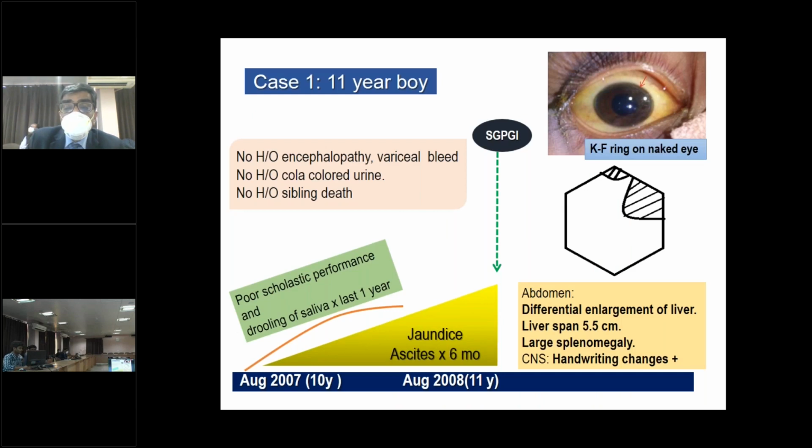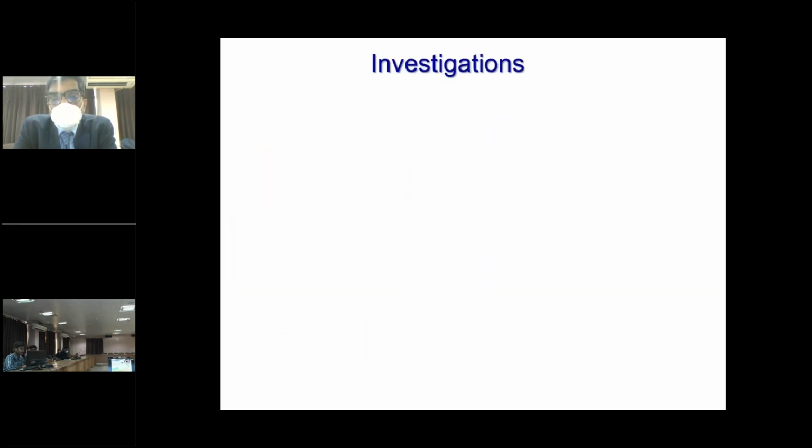Today I'll be presenting my first case, an 11-year-old boy who presented with poor scholastic performance and drooling of saliva for the last 1 year, and had jaundice and ascites for 6 months. This child did not have any encephalopathy, variceal bleed, cola-colored urine, and did not have any prior history of sibling death. On examination, a Kayser-Fleischer ring was apparent to the naked eye. There was differential enlargement of the liver. There was splenomegaly and handwriting changes.